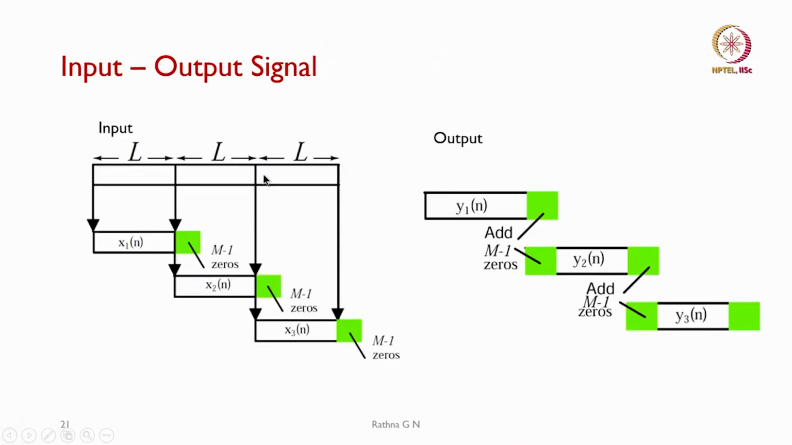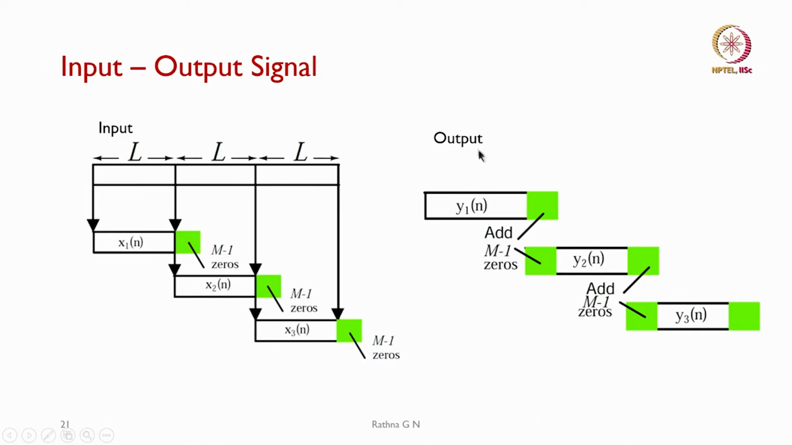The support overlap amongst the y m blocks must be accounted for, that is what one has to keep in mind. How is this going to happen? This figure shows it, though it was a little small. This is my complete input. We have bifurcated it into L-length chunks, which we call x 1 of n and x 2 of n. From this, m minus 1 zeros are added here, and here also we add m minus 1 zeros. So, you add m minus 1 zeros with x 1 of n, x 2 of n and then x 3 of n.